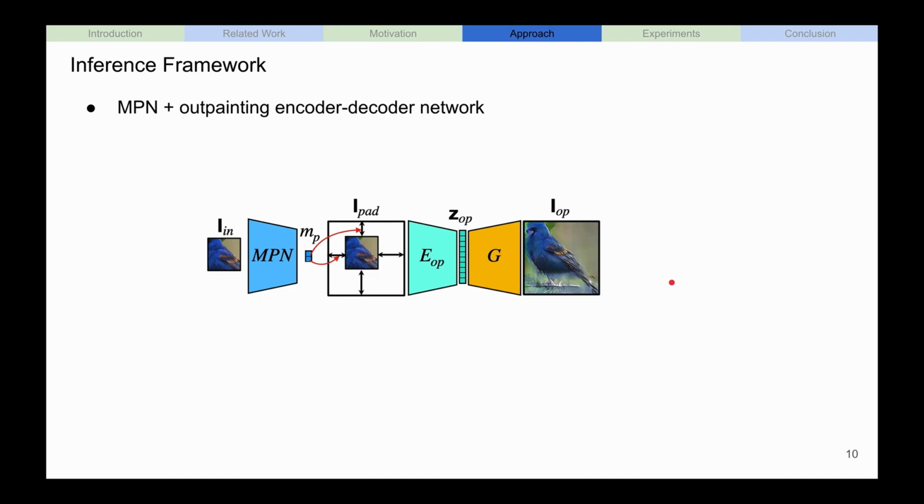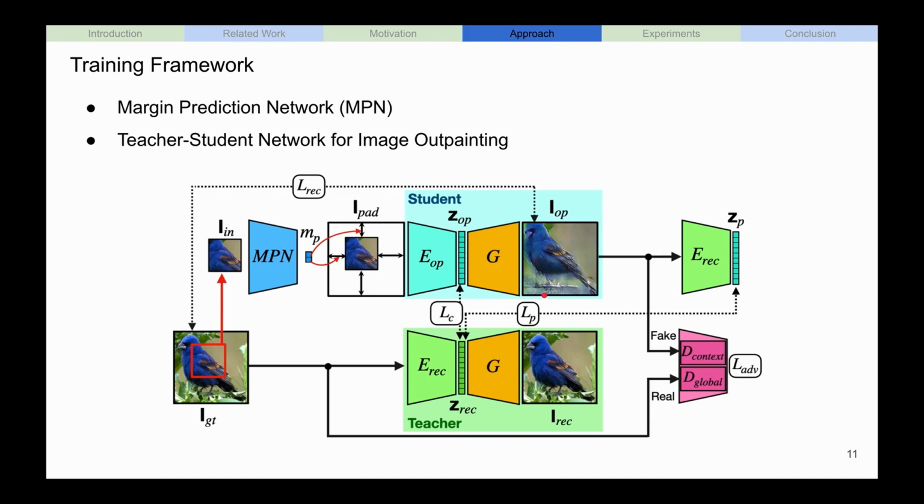Our inference framework is similar to our pipeline. MPN first predicts the filling margins of the input image, and then an encoder-decoder network outpaints the input image according to its predicted margins. To further improve the quality of the outpainted images, we introduced a teacher-student network in our training framework. The student network used for inference is regularized by an autoencoder teacher network, which is pre-trained to fully recover the ground truth image. The teacher-student network helps guide image outpainting with both image-level appearance recovery and feature-level consistency guarantees.